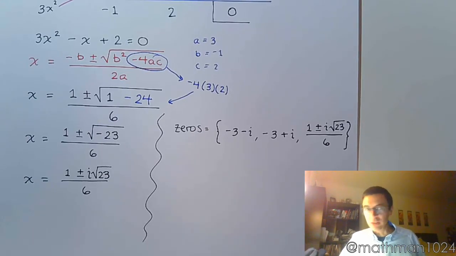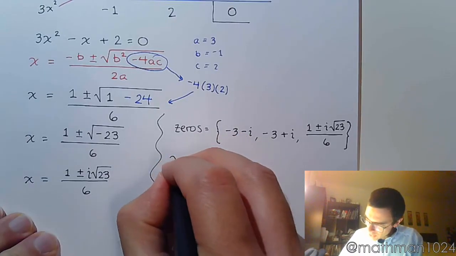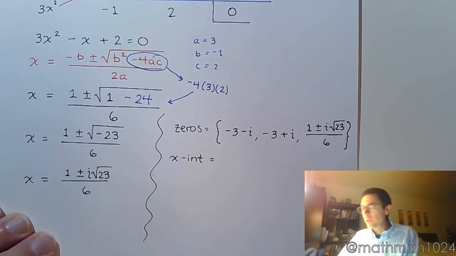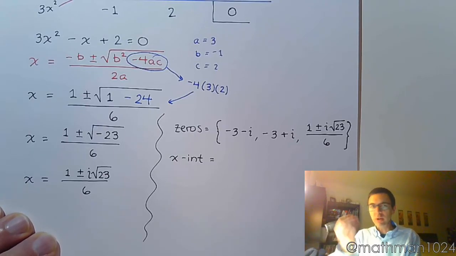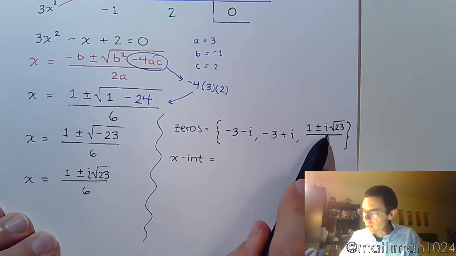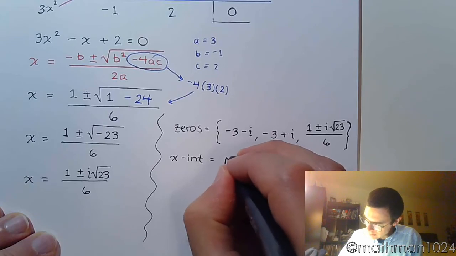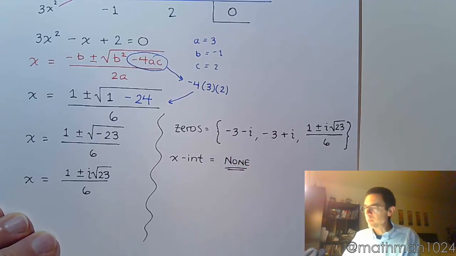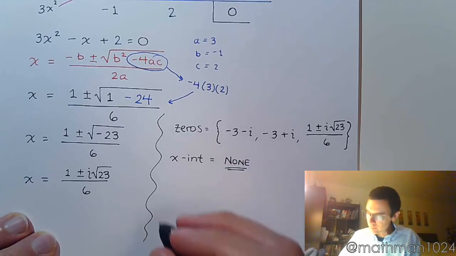Now we're supposed to find all of the intercepts. Well, what are the x-intercepts? For the x-intercepts, you're going to take any of the zeros that are real, and you're going to convert those into an ordered pair as that real number, comma, 0. Unfortunately, all of these zeros are imaginary. So for the x-intercepts, we have none. This polynomial function does not cross the x-axis whatsoever.